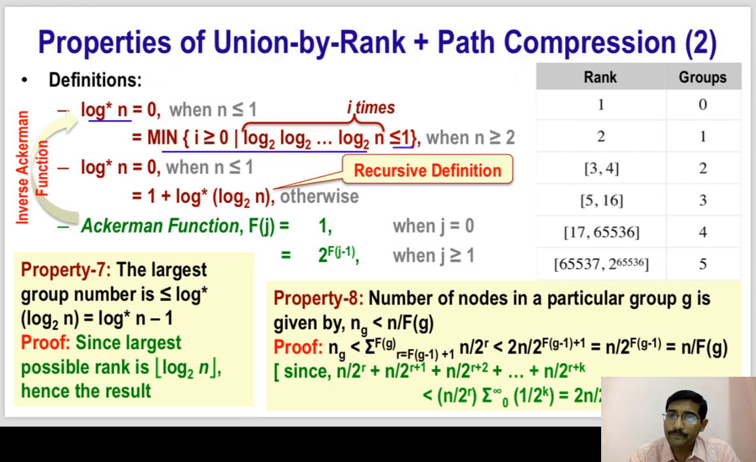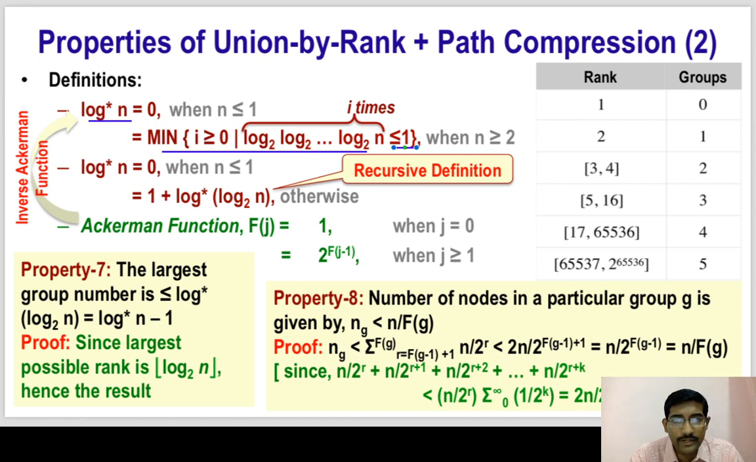Which means that if I have 16, then if you take one log, it will be 4. If you again take a log, it will be 2. If you again take a log, it will be 1. So therefore, I need to take 3 logs to make 16 down to 1. So this is the minimum number of logarithms that I need to perform one after another to make the number less than or equal to 1, which is what we mean by log star n.